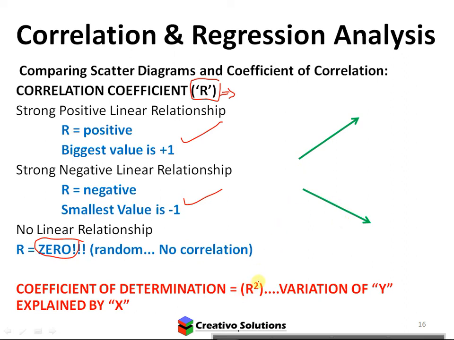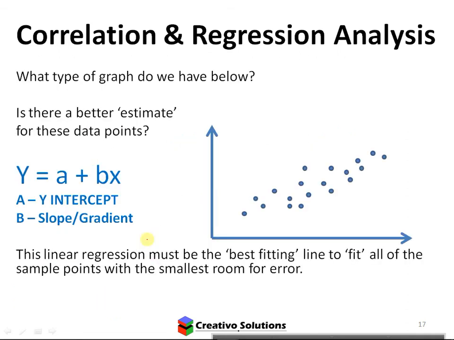If you square the r, you get the coefficient of determination. That means the variation of y is explained by the variation of x. You'll see that in an example just now. So if you square the r, you get the variation of y explained by the variable x.